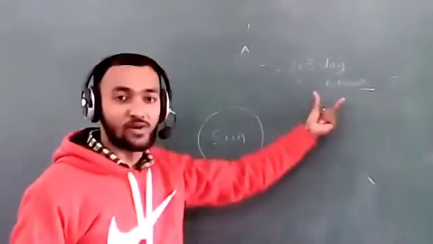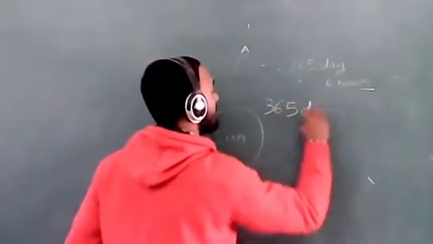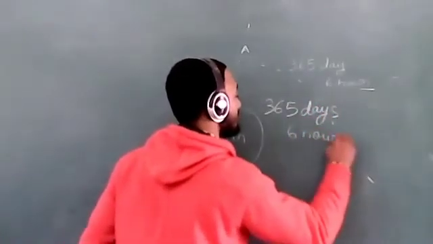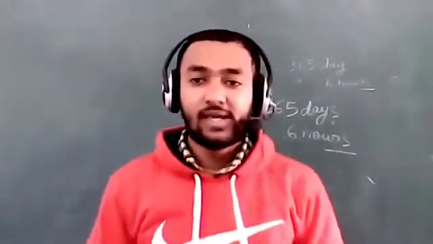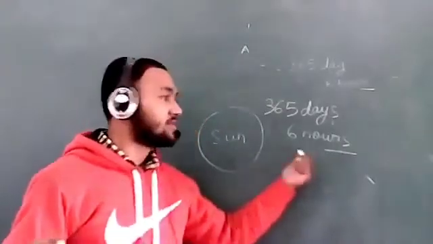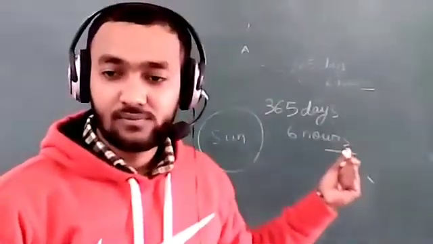So due to this 6 hours, the Earth takes 365 days and 6 hours. Okay, so we know there are 24 hours in a day. So due to these extra 6 hours, every 4th year we get a leap year. Okay.